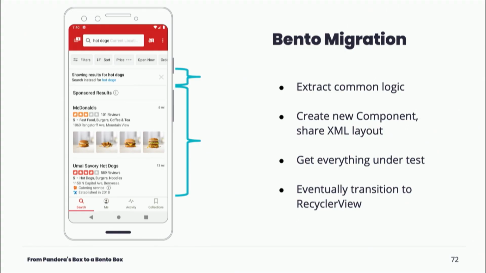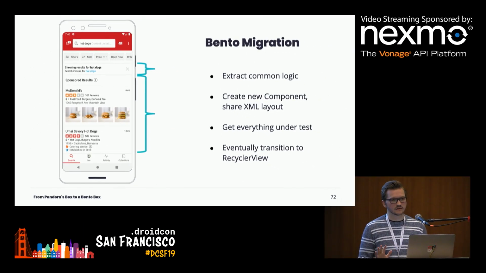So then what we would do is we'd create a new component, and we would share the same XML file as what we were using with our legacy layout. And so this allowed us to create components that looked exactly identical to our existing legacy views, because we didn't have to change anything in the XML. It's the exact same layout.